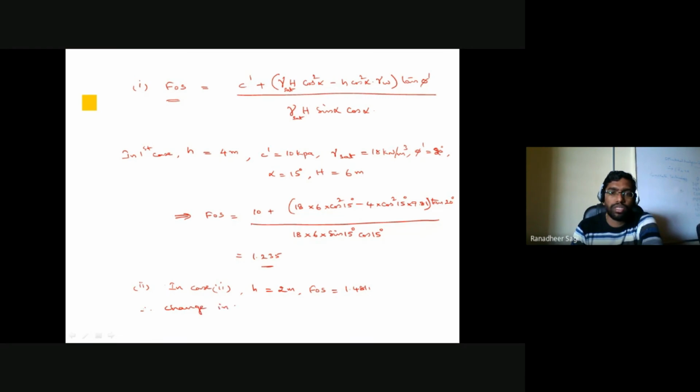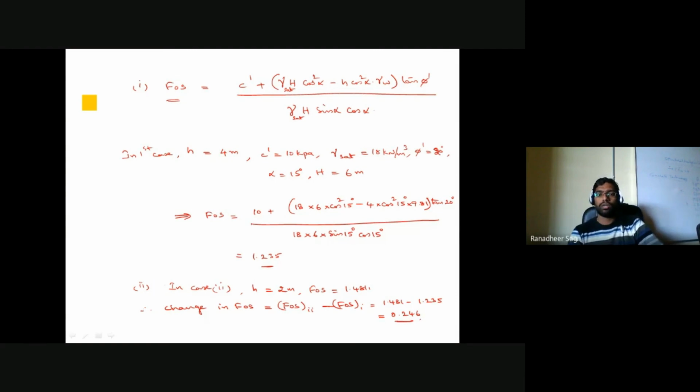Once we know the factor of safety in case 1 and case 2, the change in factor of safety is equal to the factor of safety you get in case 2 minus the factor of safety you get in case 1. What was the factor of safety in your case 2? That is 1.481 minus 1.235. Because of the change in position of the water table, there is a change in factor of safety value, which is 0.246 if I am correct. So that much change in factor of safety you come across because of the change in position of your water table.